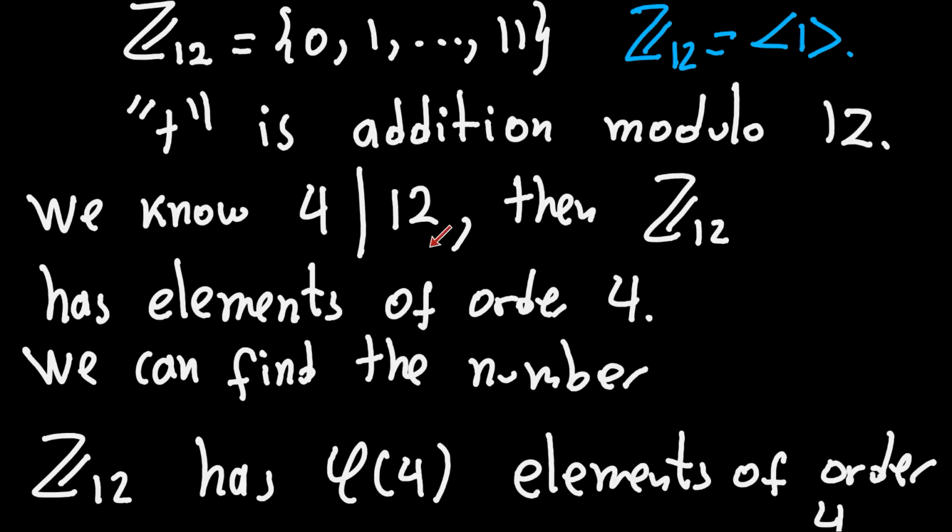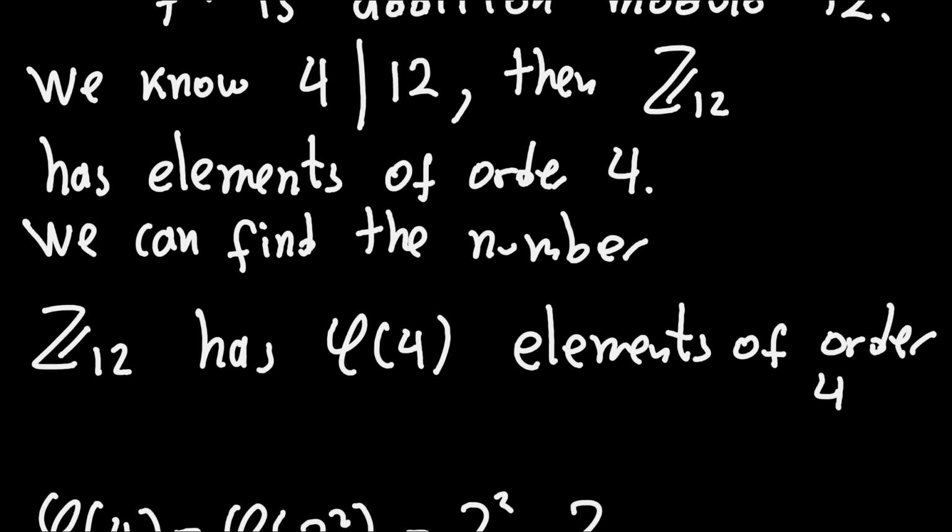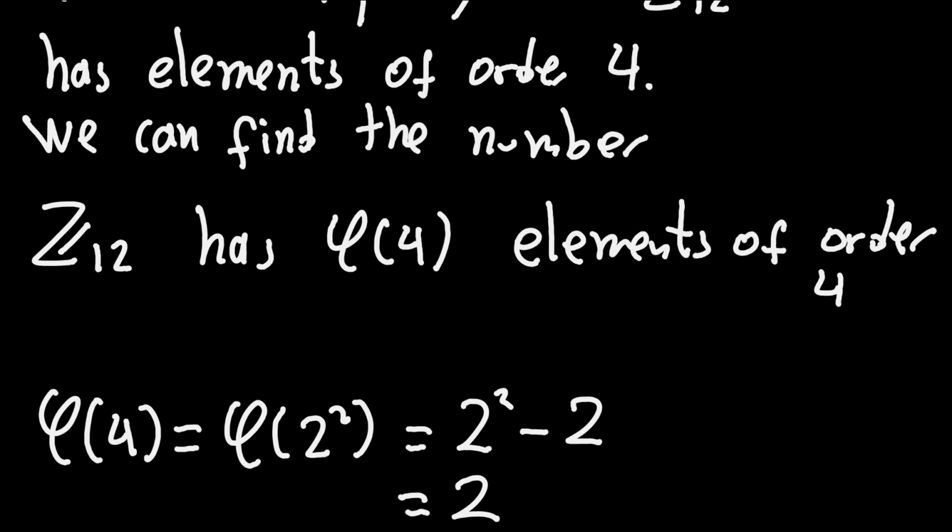So we know that 4 divides 12, so we know that this group has elements of order 4. Now if 5 doesn't divide 12, then this group doesn't have elements of order 5. So because 4 divides 12, we can find the number of those elements there. So in Z12, we have phi of 4 elements of order 4. So we compute this to see how many elements of order 4 this group will have.